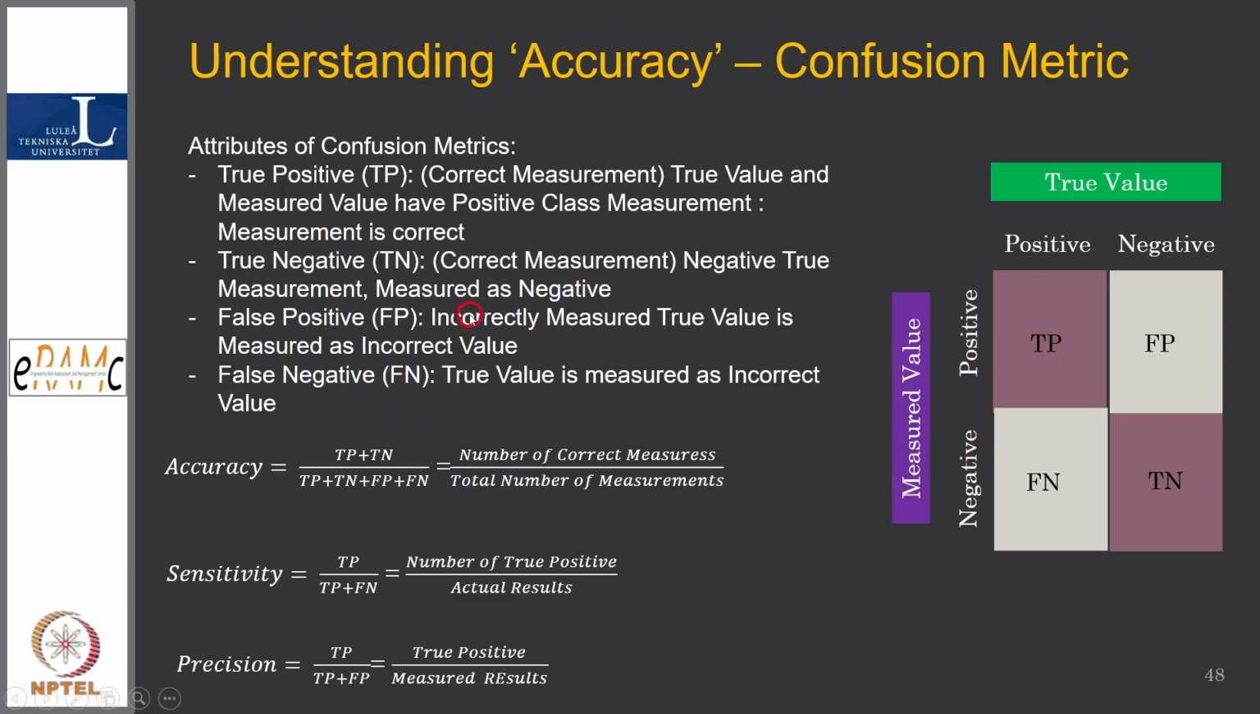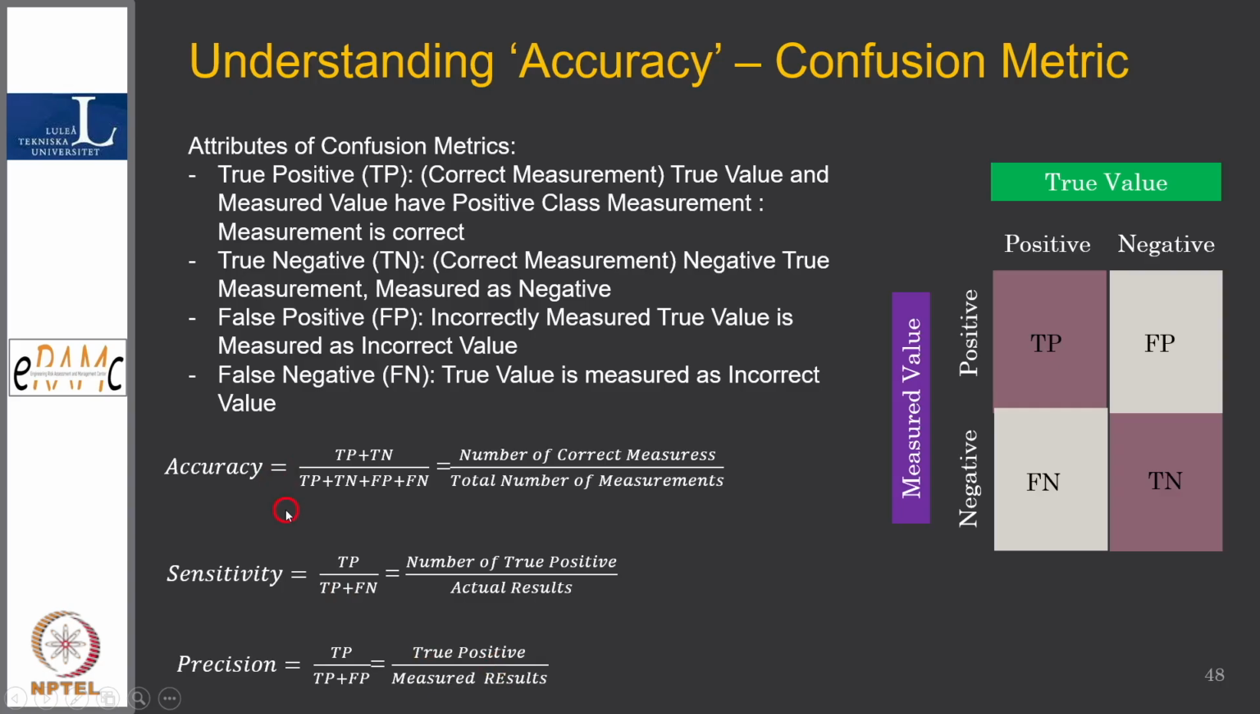False positive. Incorrect measured value. True value is measured as incorrect value. That is not correct, no? True value was measured as incorrect value. That is not correct. And at the same time, false negative. True value is measured as incorrect value. False negative. True value, which was positive, measured as a negative, incorrect value. So these two should be no. This should be yes.